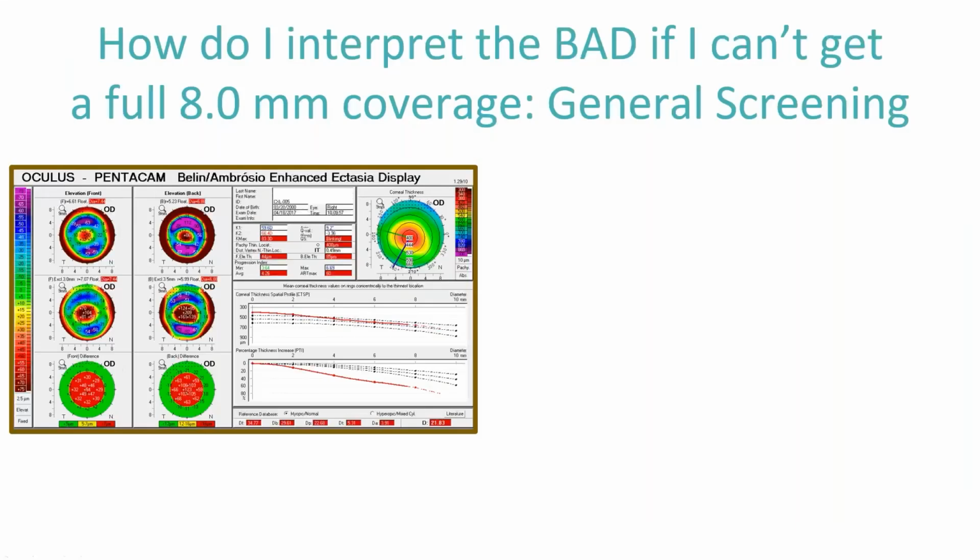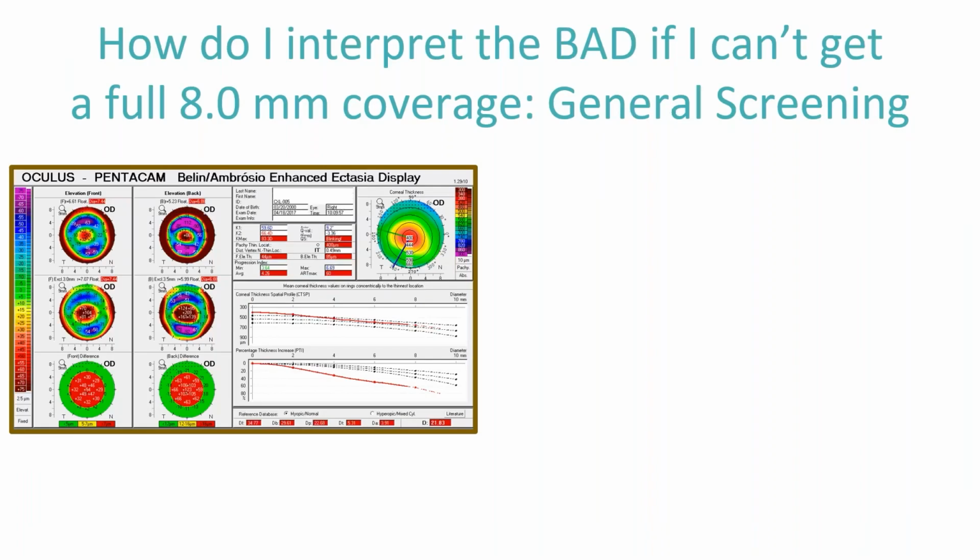Next is, how do I interpret the BAD for general screening if I don't get 8 millimeters of coverage? Well, I'll tell you that in general, I've never made a misclinical interpretation if I have at least 6 millimeters of coverage. But if you look at this example here, I have 7.4 on the anterior surface, but below 7 on the posterior surface. Again, for refractive screening, my goal isn't to get a diagnosis, it's to know whether it's normal or not.